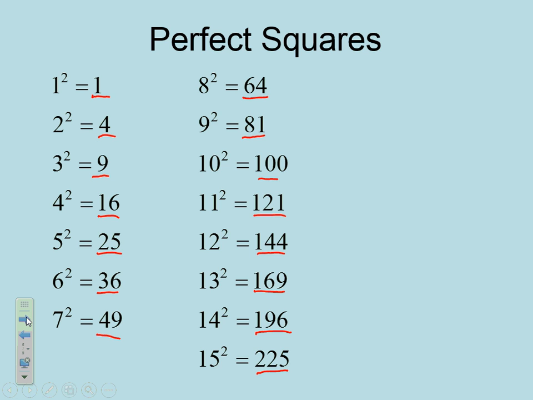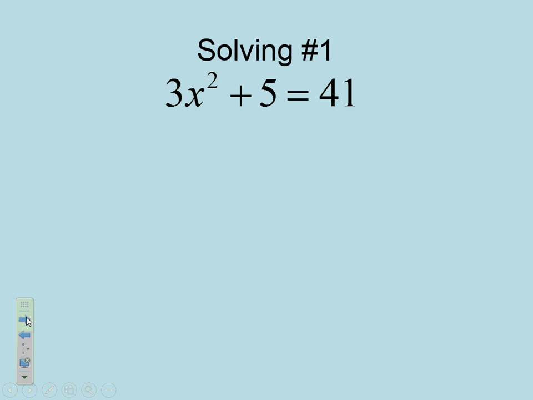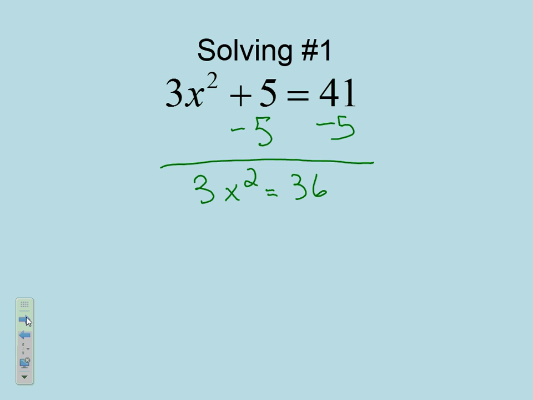All right, here we go. On to number 1. First one we're going to be solving. First thing, when we're solving this problem, is that we're going to subtract 5 from both sides. So we're going to get 3x squared equals 36. Now, to get rid of our 3, we're going to divide both sides by 3. And we're going to get x squared equals 12.